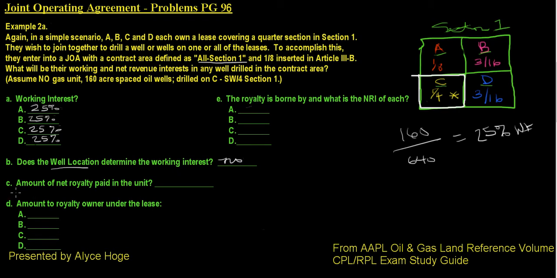Now we want to know the amount of the net royalty paid in the unit. Now you remember in example 1, what we did was we averaged all of the royalty fractions. That's because all of the royalties were pooled together. In this case, there's no pooling except for C. Well, C is not really pooled, but I guess they're a part of the 160-acre spaced well. So the only net royalty paid in the unit is going to be this 25% of C's interest. So C is going to be the only royalty owner that gets a lease.